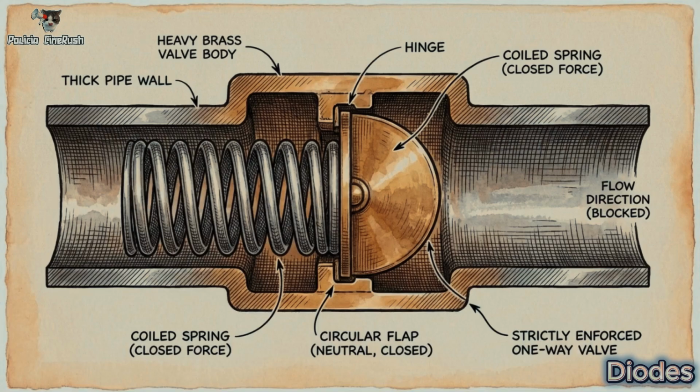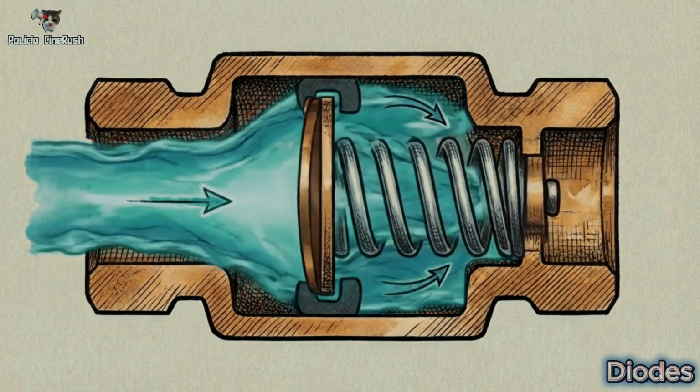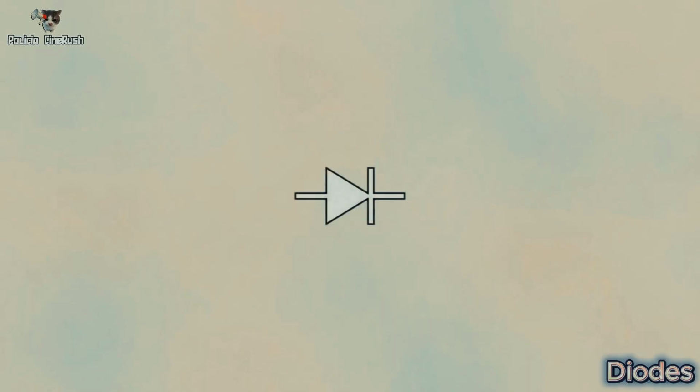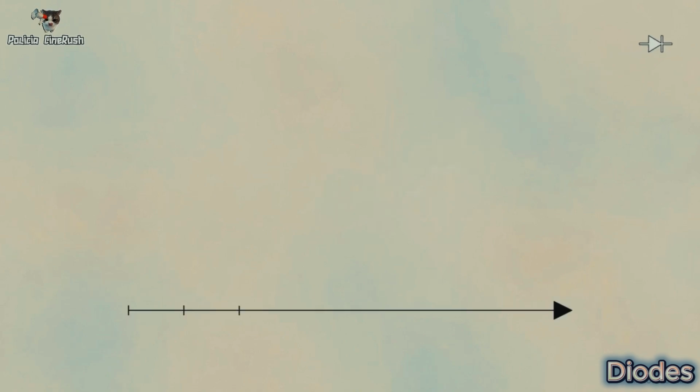You can think of a modern semiconductor diode as a strictly enforced one-way check valve for electricity. It has a tiny internal spring, and it only opens when the electrical pressure pushes from the correct side. When electricity pushes in the allowed direction, we call this forward bias. The pressure easily overcomes the valve, and the current flows through with almost no resistance. But the moment the electricity tries to flow backward, we enter reverse bias. The backward pressure forces the internal valve to slam completely shut, blocking the flow entirely.